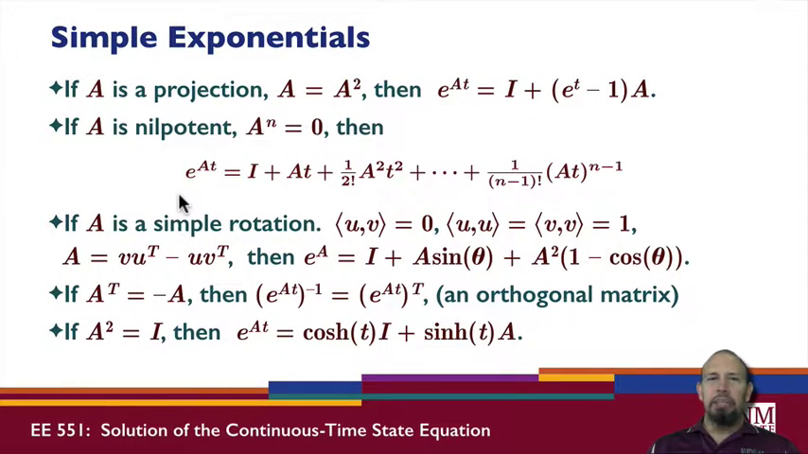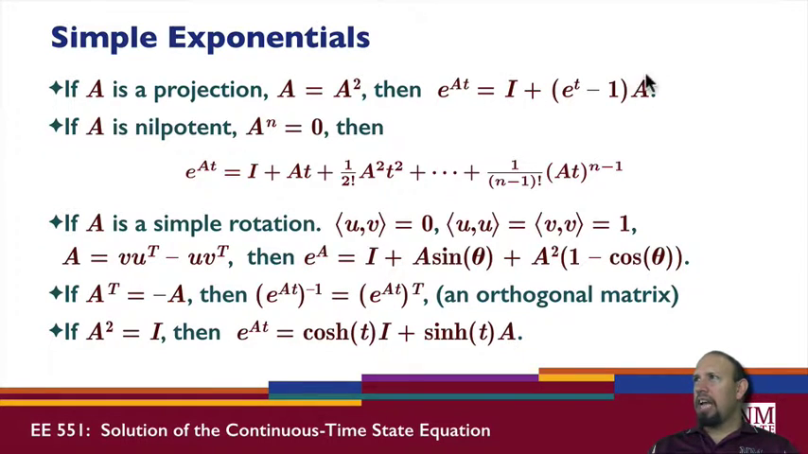All right, simple exponentials. In some cases we can actually get a nice formula for the matrix exponential. In most cases we can't, but in a few cases we can. So if A happens to be equal to A squared, that's a projection. Then you can go through and show that e to the At is equal to I plus (e to the t minus 1) times A. Notice how simple this expression is.